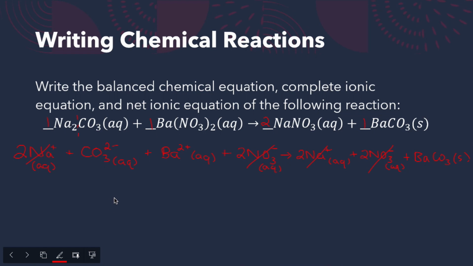That leaves us with a net ionic equation of barium 2+ in aqueous form plus carbonate ion 2- in aqueous form going to barium carbonate in solid form. All right, let's move on to the next one.